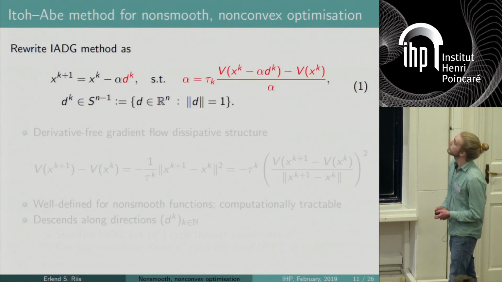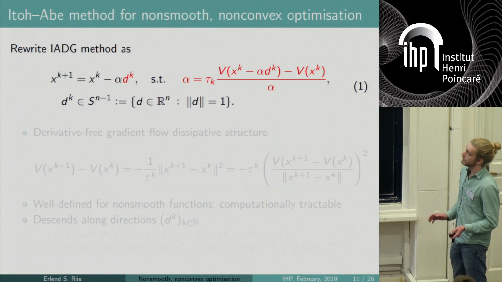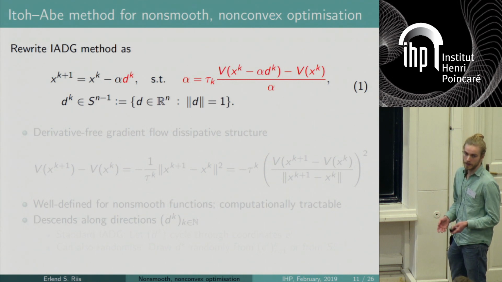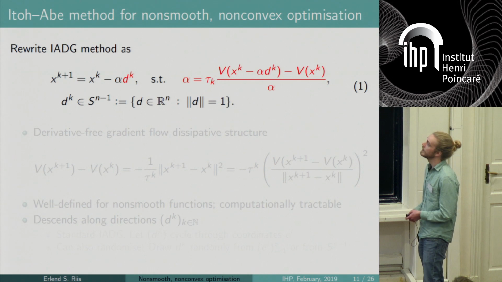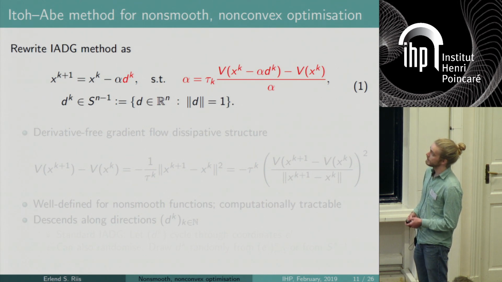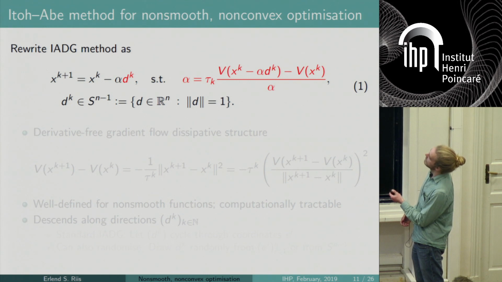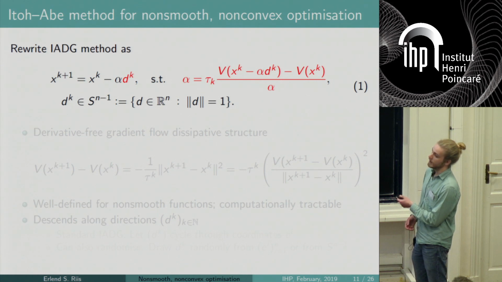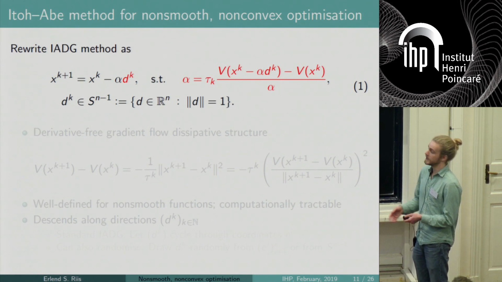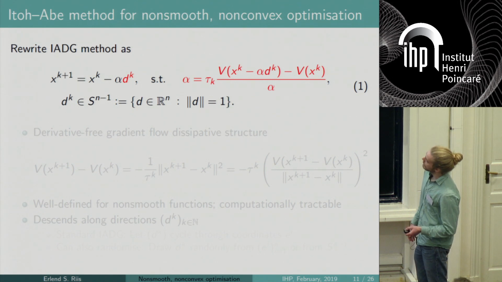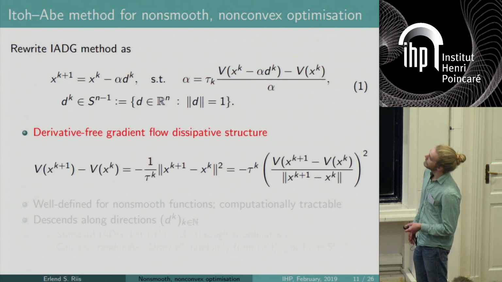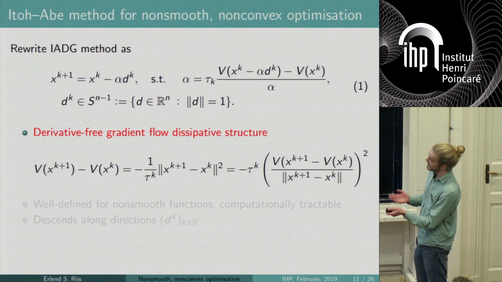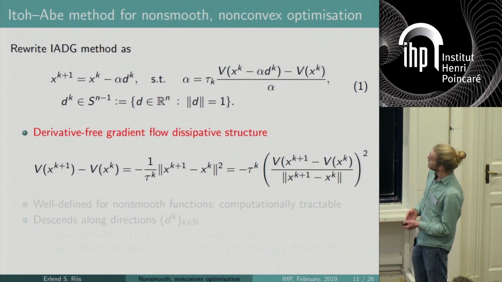So now we'll focus more just on the Itoh Abe discrete gradient and set it up for a non-smooth, non-convex setting. We can write this method in a more compact form as solving the following nonlinear equation, and then you update d_k along each coordinate as you go. And it has the same sort of dissipative structure, just that it's derivative free.